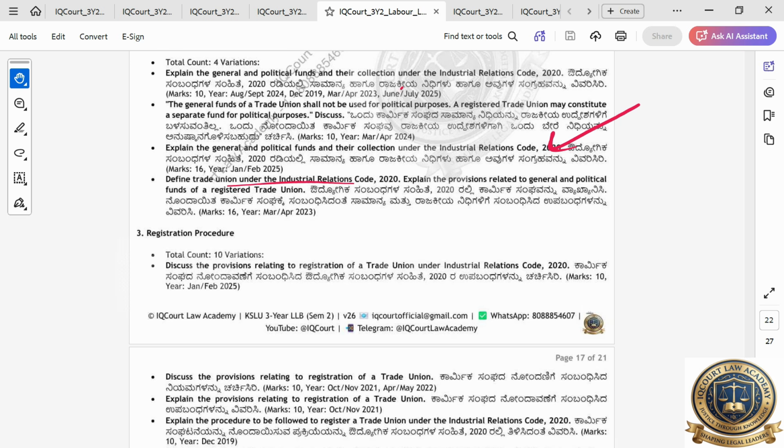Under Industrial Relations Code 2020, explain the provisions relating to general and political funds of registered trade union.